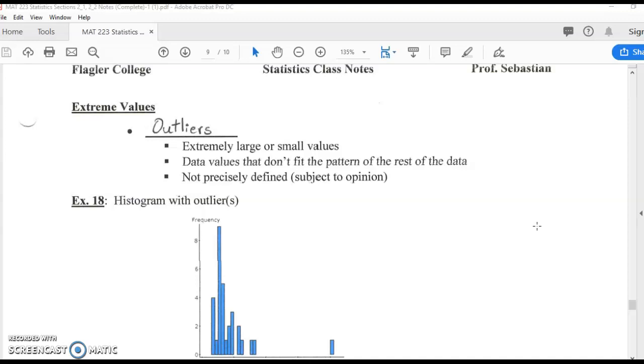The first thing we talked about in shape was whether it was symmetric versus skewed. The next thing was how many mounds it has. Is it unimodal, bimodal, or multimodal? And the last thing is outliers.